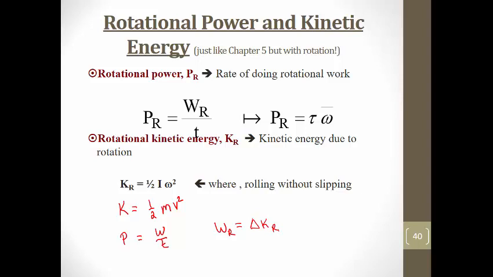We could also represent it as a torque making an object go through a rotational distance, where the torque is in Newton meters and theta has to be in radians. So a lot of the same ideas, just expanded now from linear to also rotational, which is what this chapter is all about.